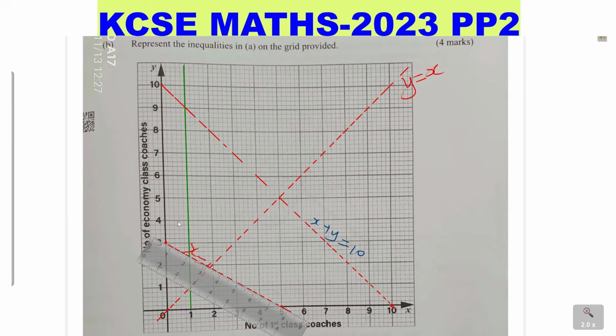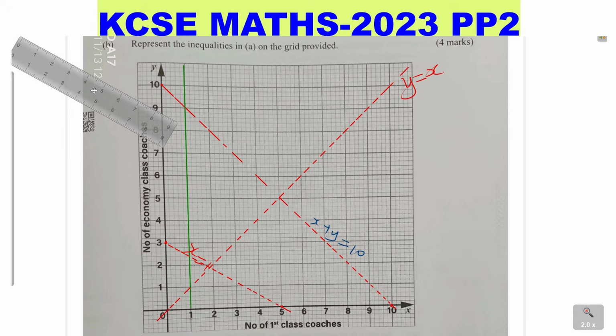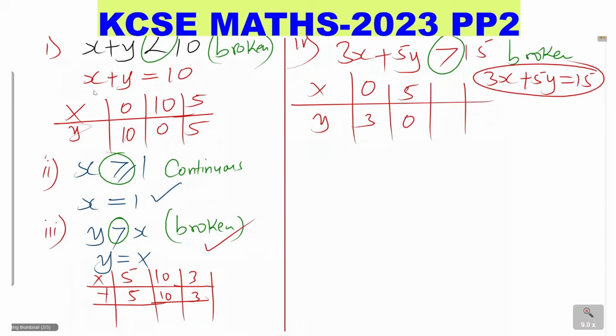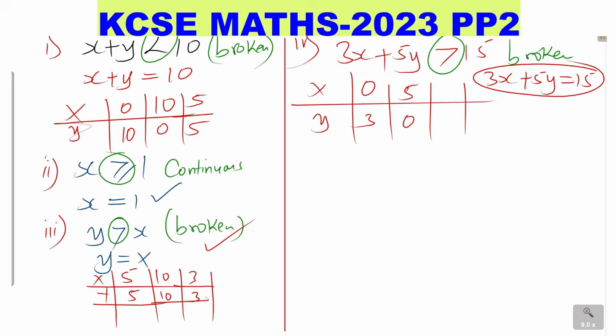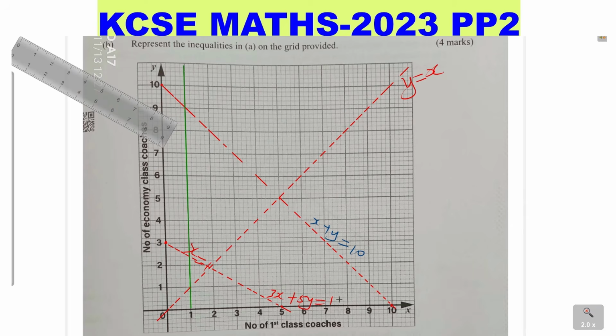Now after doing that, you have all the lines. So let me write the equation of this line: 3x plus 5y is equal to 15. So now we have all the lines. We have this line, x equals 1. We have the 4 lines there.